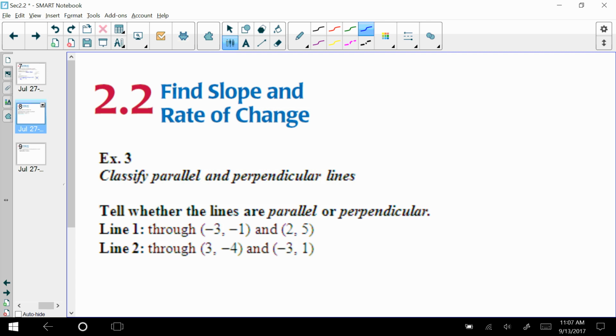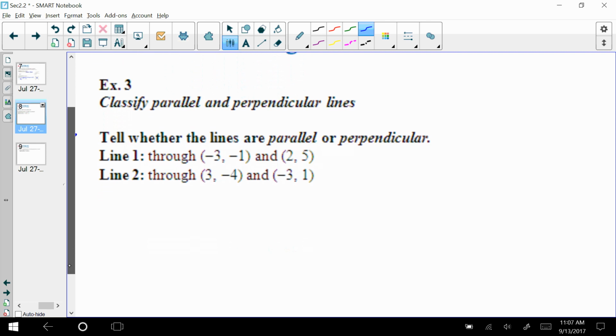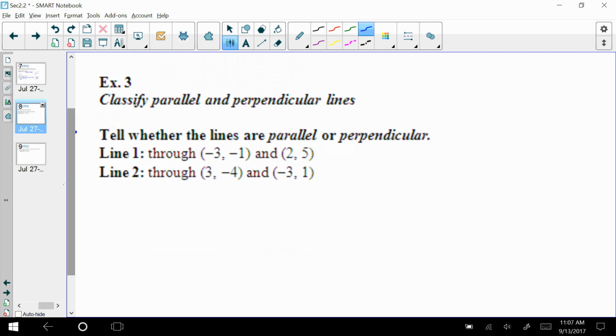Classifying parallel and perpendicular lines, in these next couple examples, we're going to tell whether lines are parallel or perpendicular. So for the first one, we need to find the slope of each line. Line 1 passes through -3, 1, and 2, 5. Tell whether line 1 and line 2 are parallel or perpendicular, or neither.